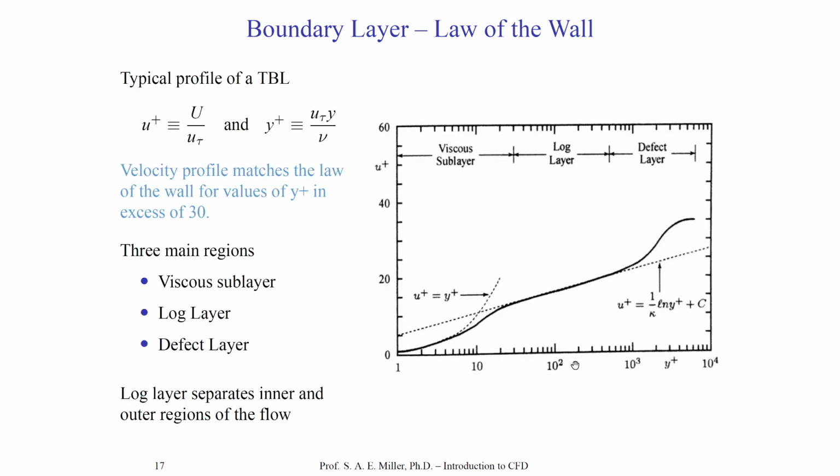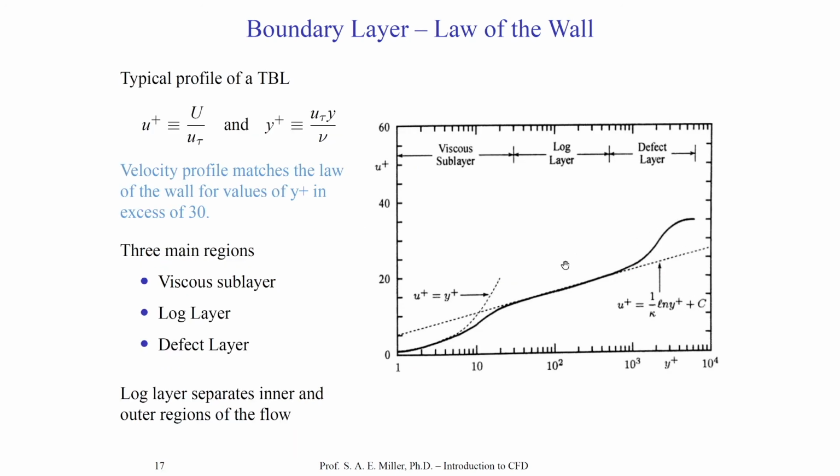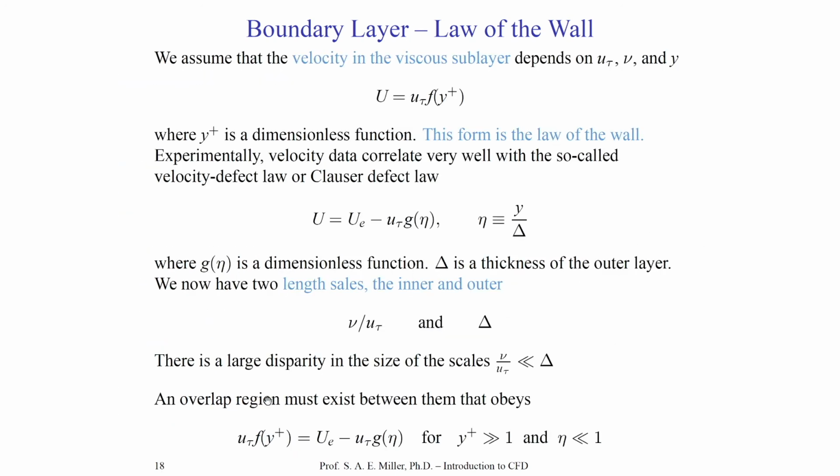So if we want to have a continual velocity variation in our inner coordinates or outer coordinate plots, then of course there must be something that's changing between the two scales. And we'll call this an overlap region, which must exist between these two types of profiles. That is the Clauser or defect layer and of course the log layer. How do we match them?